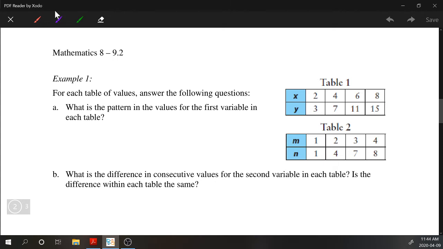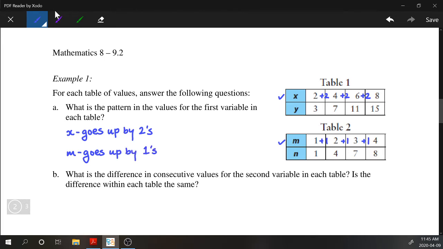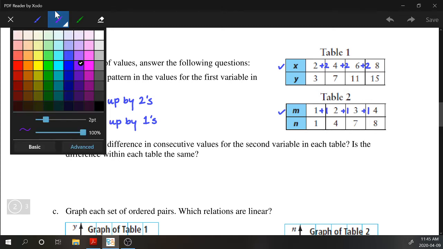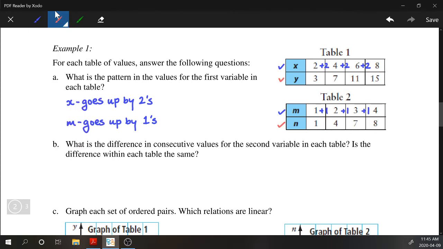So first variable in each example, there's x here and m. If you look at the table values very carefully, this is plus 2, plus 2, and plus 2 for the x's, and then plus 1, plus 1, plus 1 for the m's. So in other words, you can just write this as x goes up by 2's, and then m goes up by 1's.